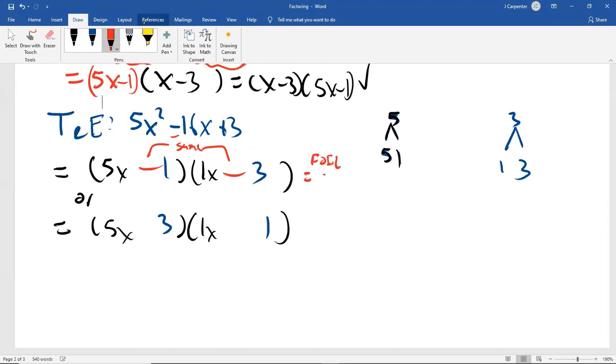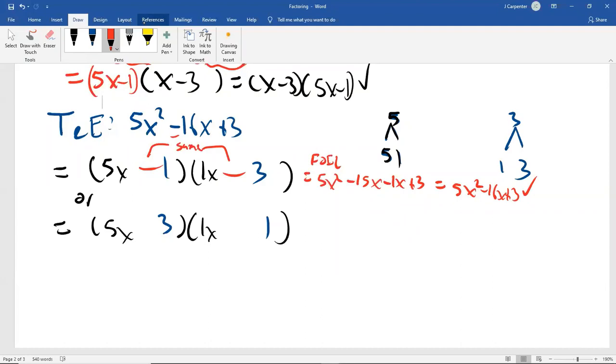So you get 5x times 1x is 5x squared. 5x times negative 3 is negative 15x. Negative 1 times negative, so positive 1 is a negative 1x. Negative 1 times negative 3 is positive 3. When you combine, you get 5x squared minus 16x plus 3. And we actually got the answer right on the first try. So that trial and error was awesome because we got it right on the first try.